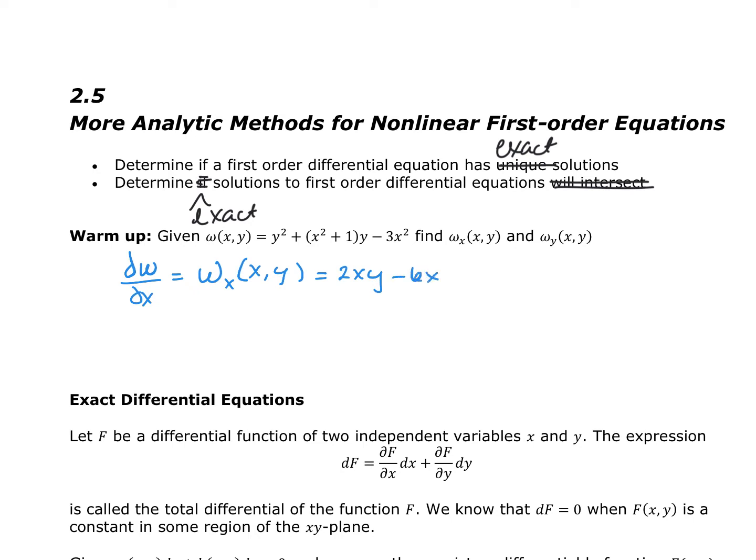So that is the partial derivative with respect to x. And the partial derivative with respect to y, omega sub y of x, y, will end up becoming 2y, and then the derivative of y multiplied by that coefficient. We think of x squared plus 1 as a coefficient, so it is just going to be the x squared plus 1. And then the derivative of 3x squared, because that's considered a constant, is going to be just 0.